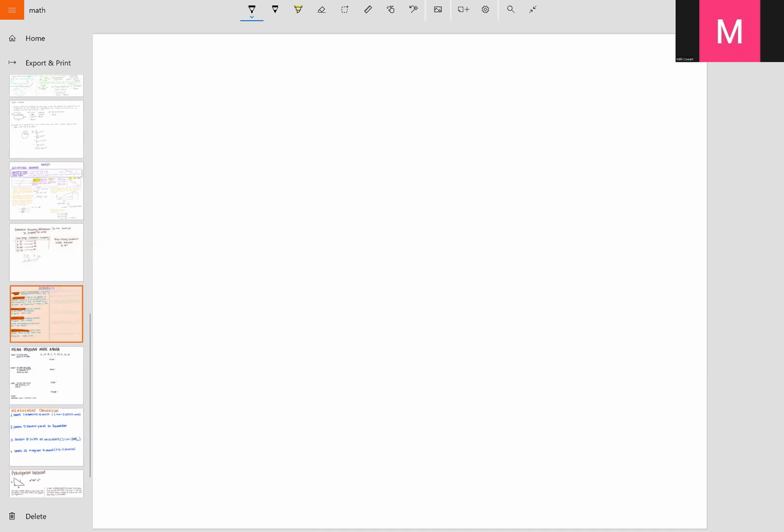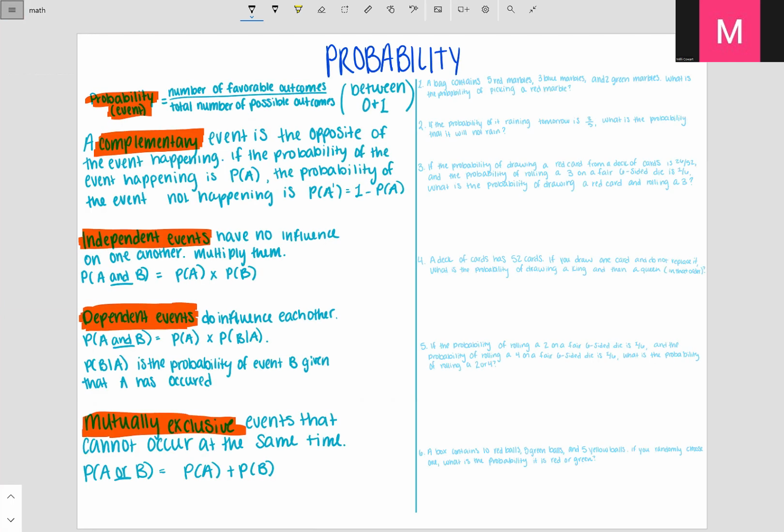Next, we can talk about probability. So some definitions. A regular straightforward probability is the number of favorable outcomes divided by the total number of possible outcomes. And a probability should always be between 0 and 1. It could also equal 0 or equal 1, but you probably won't have a question like that, meaning always or never. Next, a complementary event is the opposite of the event happening. If the probability of the event happening is P of A, the probability of the event not happening is 1 minus P of A.